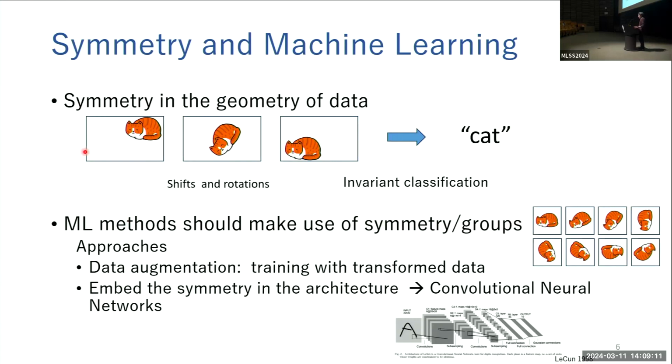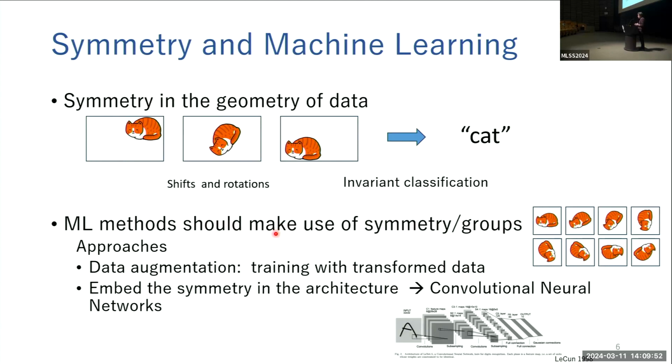For example, this is perhaps a very popular example of symmetry in data. In object recognition or classification, any shift or rotation should give the same class label. In this case, they should be categorized as cat, irrespective of the location or rotation. And to consider this type of geometry of data or symmetry of the data, machine learning methods have been developed in various ways. And there are two popular approaches to consider such symmetry.